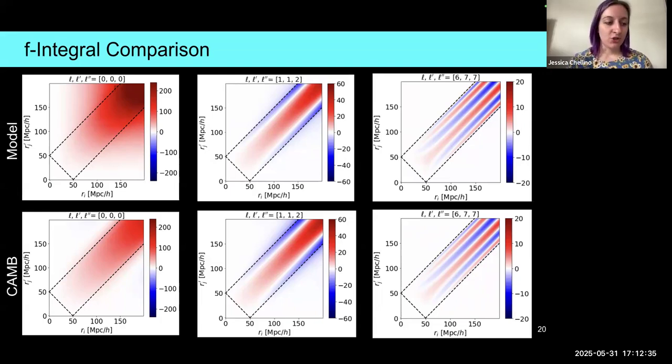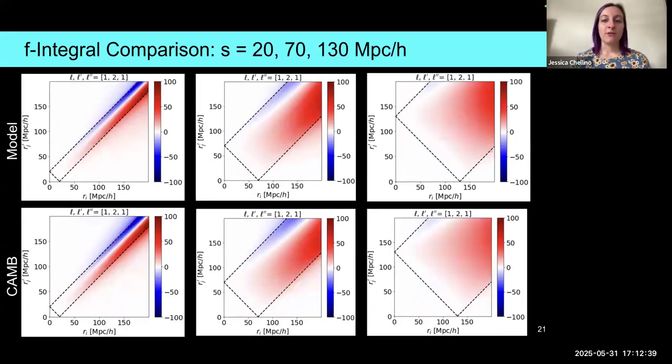Now, this was for the separation 50 megaparsecs over h. We've also shown the f integrals for various separations. And now the separation is increasing as you go from left to right across this slide. So we can see that as the separation increases, the rectangular region becomes larger, meaning that we have more possible combinations of r prime and s that can form closed triangles.